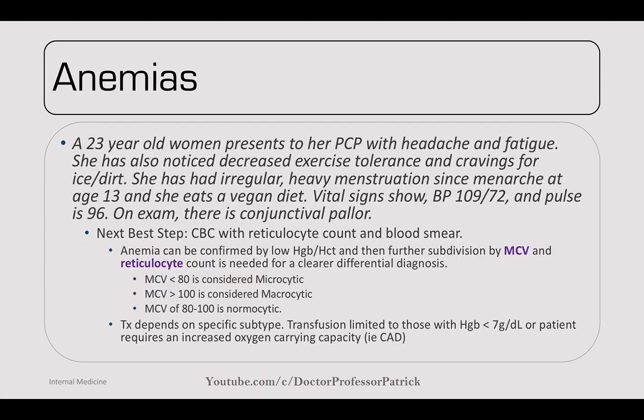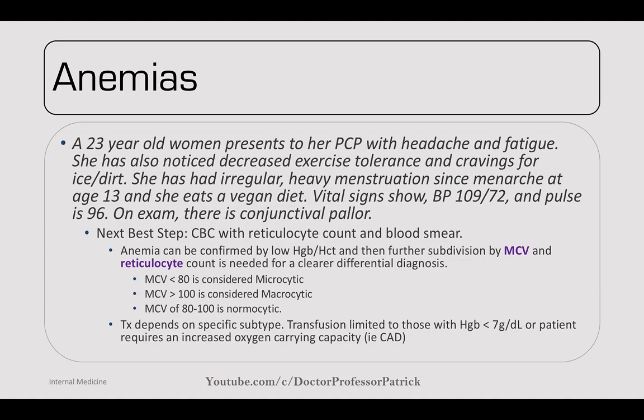So starting out with anemias, we've got a case of a 23-year-old woman who presents to her PCP with headache and fatigue. She's also noticed decreased exercise tolerance and cravings for ice and dirt. She has had irregular heavy menstruation since menarche at age 13, and she eats a vegan diet.